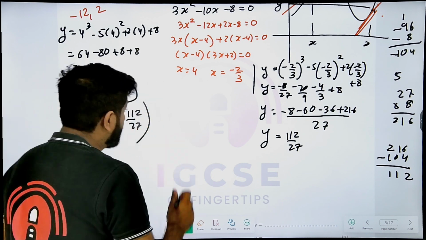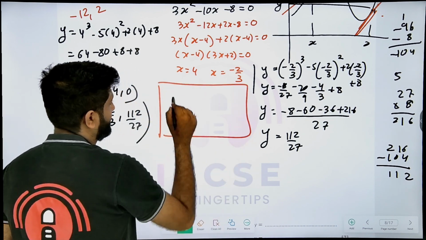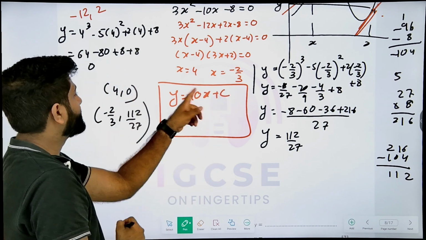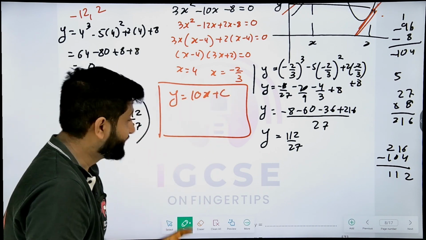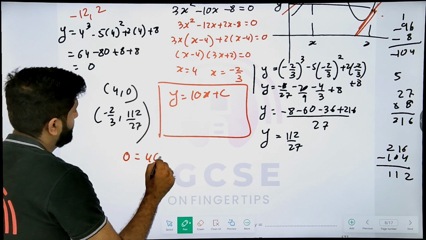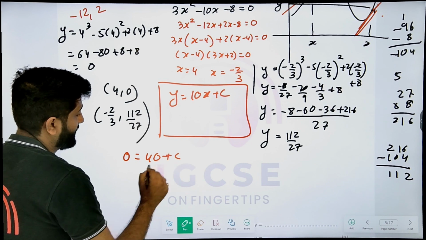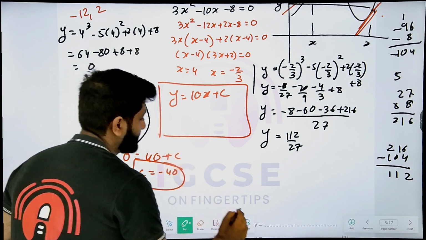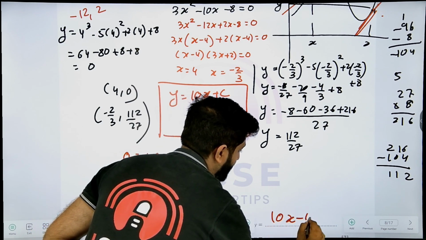Now I already knew that the gradient is 10. So y equals 10x plus c. Now I'll substitute the values of x and y to find c. When x is 4, y is 0. So you have 0 equals 40 plus c. So c is negative 40. So one equation is y equals 10x minus 40.